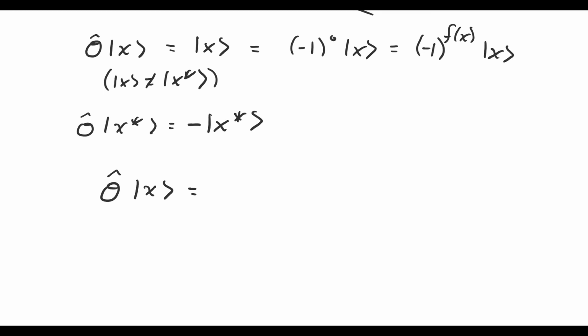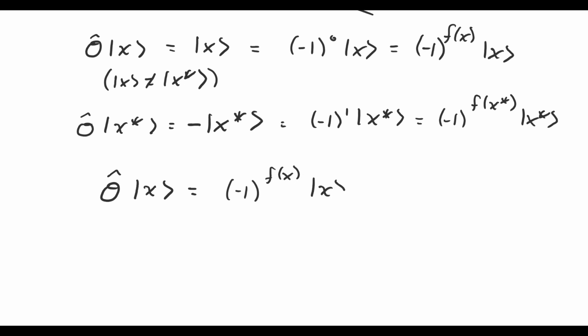For the special case of the basis vector being x star, we can write the amplitude as -1 to the first power, because this is just -1. And f of x star is also equal to 1, so we can additionally write this as -1 to the f of x star. So a single expression that captures both of these cases is just writing the amplitude as -1 to the f of x.